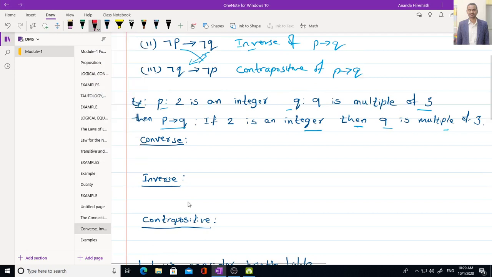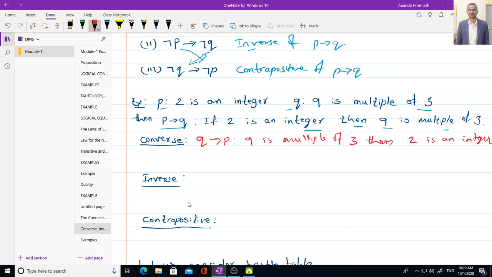Let us see. What is converse of P conditional Q first? So Q conditional P is the converse. Now how can I represent this statement in terms of these statements? Q means 9 is multiple of 3. So right, if 9 is multiple of 3, then what? Then P. P means 2 is an integer. 2 is an integer. So this is converse of the given P conditional Q.